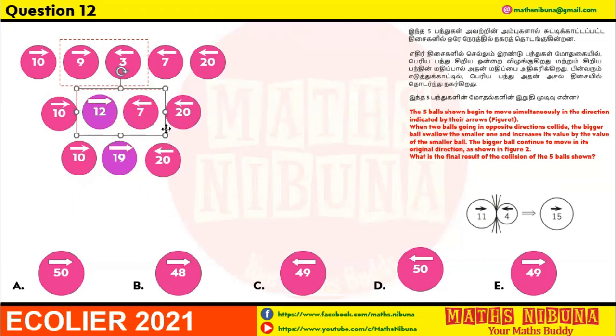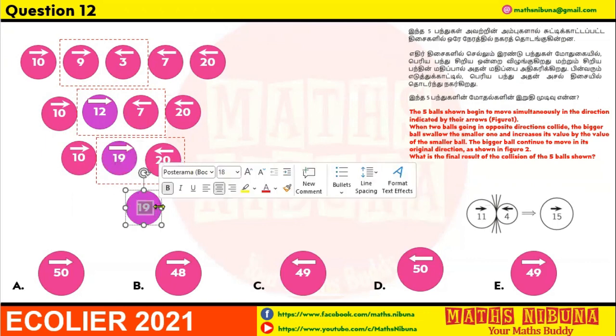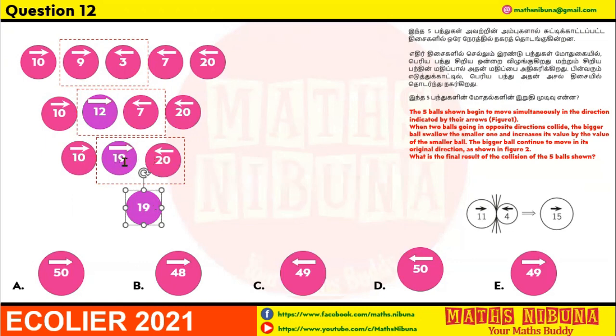Now the third part, what will happen? 19 and 20 will collide because they are in opposite directions. So when 19 and 20 collide, what will happen? 20 will swallow 19 because 20 is bigger. So 20 will eat 19 and the total becomes 39. And then what will happen? It will go in this direction, it follows 20. So the 10 is still here. So this is the third one.